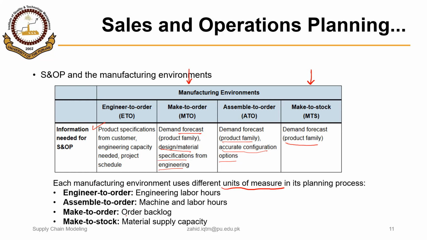So we will see how we actually calculate the backlog in make to order, and there are actually two sources of material supply capacity in make to stock. That is production that you are doing every month and finished goods inventory. So we will see how we maintain the levels of the two in a make to stock production environment.